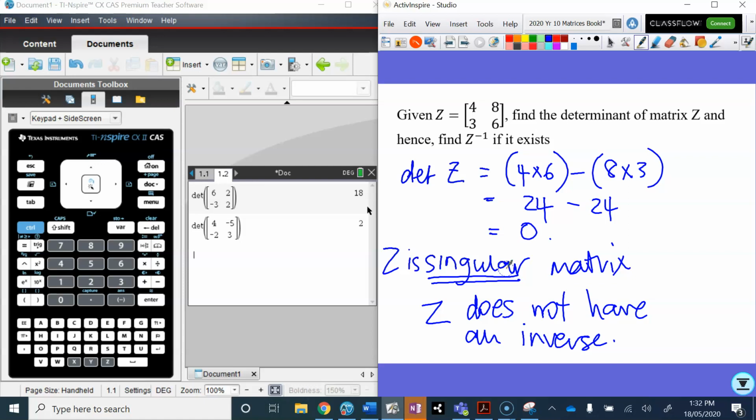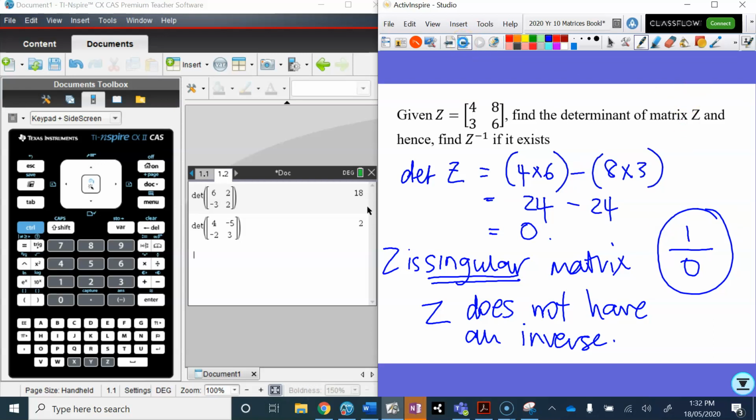Okay, and that is because if I'm trying to use that rule, 1 over the determinant is 1 over 0, and that is an undefined fraction. So keep that in mind, undefined, singular matrix, no inverse exists.